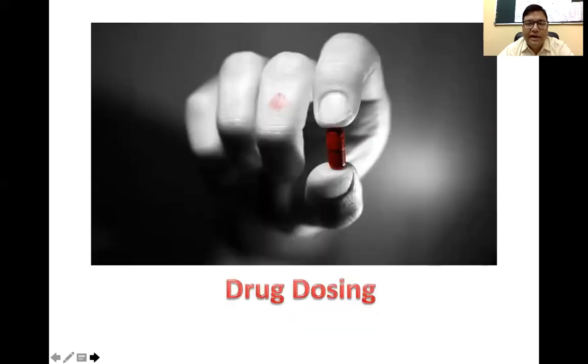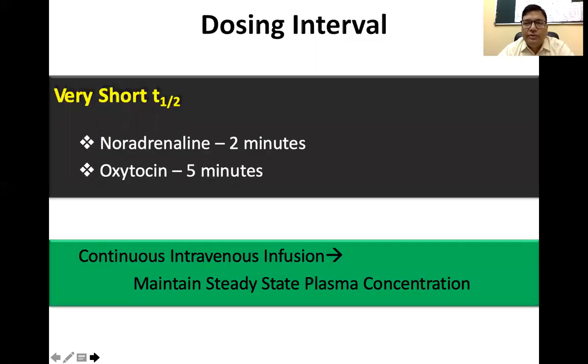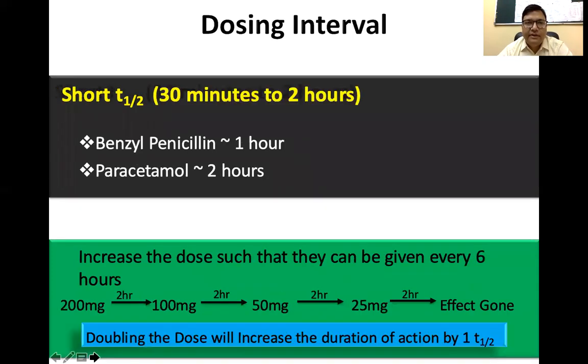Then coming to drug dosing. What should be the dosing interval? The dosing interval depends on the T half of the drug. For drugs which have a very short half-life, such as noradrenaline, 2 minutes, and oxytocin, 5 minutes, we can give such drugs by continuous IV infusion so that we maintain the steady state plasma concentration.